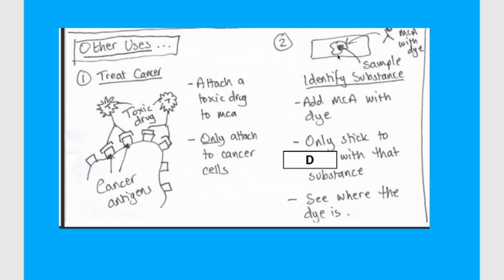We can also use them in other diagnostic tests, so we can put cells on slides, or in pots, and we can squirt on the monoclonal antibodies with a dye, and they only stick to cells with that substance, and so you can see where the dye is.